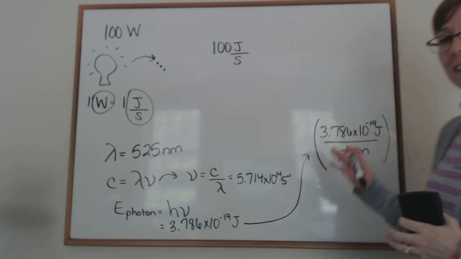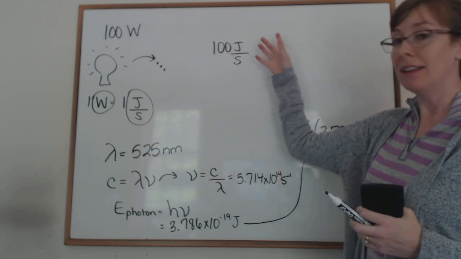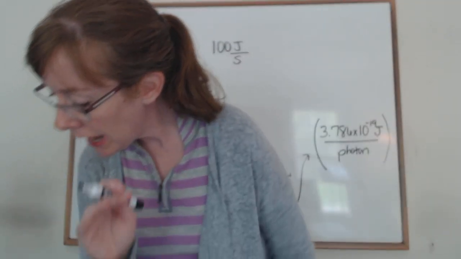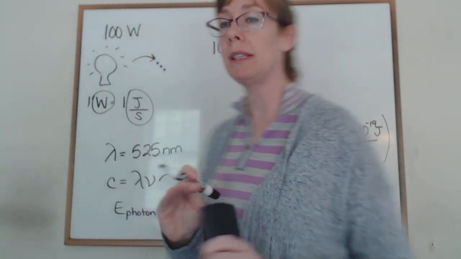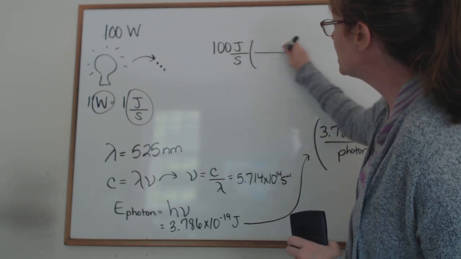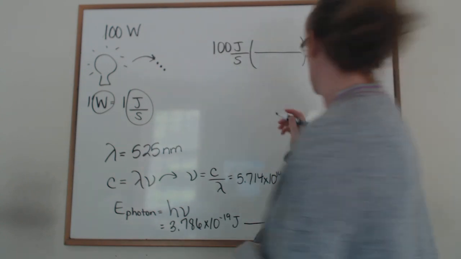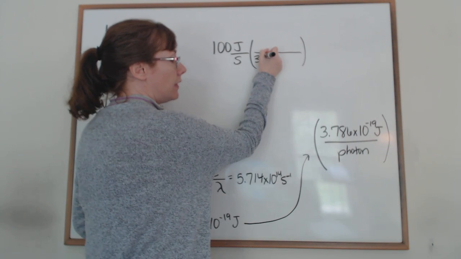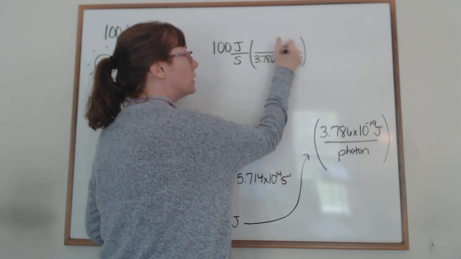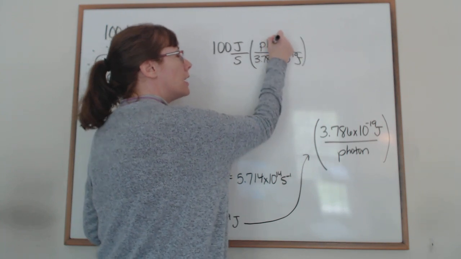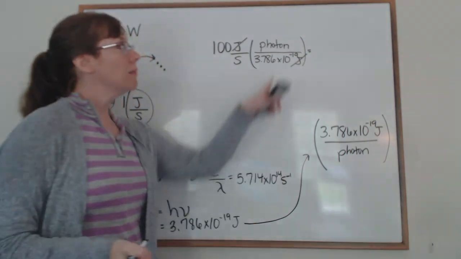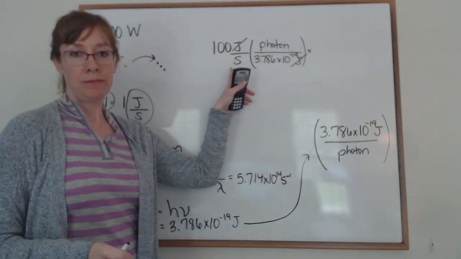And now, all of a sudden, maybe you can see that the last step of this question is really simple. I was asking the question, how many photons are emitted per second? If I take this conversion factor and just use it upside down with the original number, 3.786 times 10 to the negative 19th joules per photon. See, these conversion factors are just so awesome. Now I'm getting the number of photons per second. You see how that works?